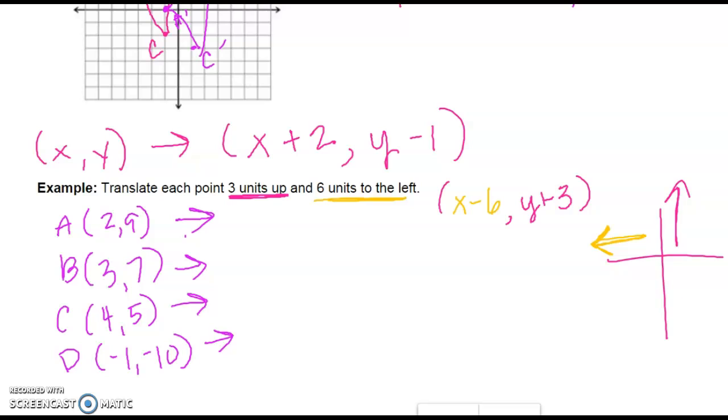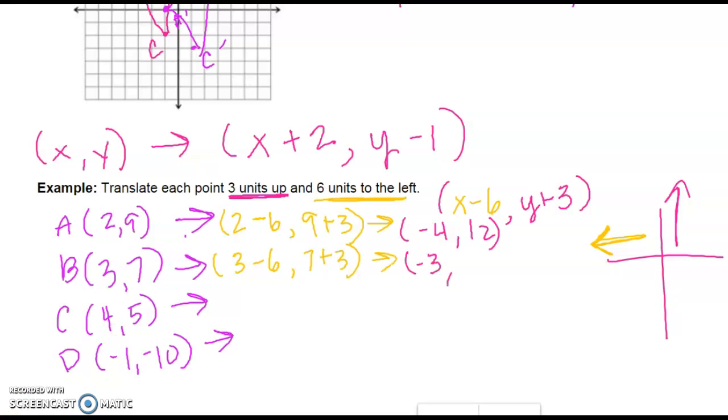Okay? So let's look at this. If I started with the ordered pair 2, 9, and I use this rule, I'm going to say 2 minus 6, 9 plus 3. 2 minus 6 is -4. 9 plus 3 is 12. For point B, 3, 7, I'm going to say 3 minus 6, 7 plus 3. 3 minus 6 is -3. 7 plus 3 is 10. So B prime would be at the ordered pair -3, 10.